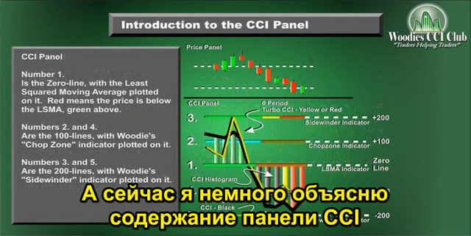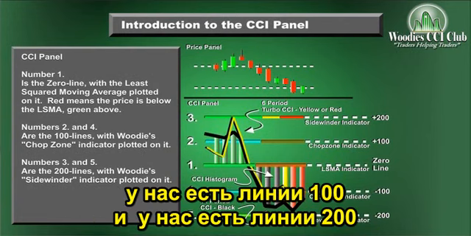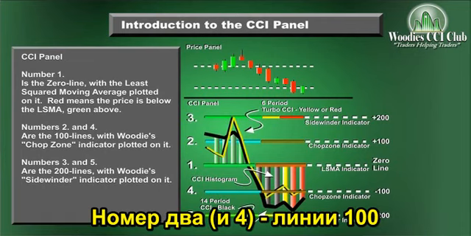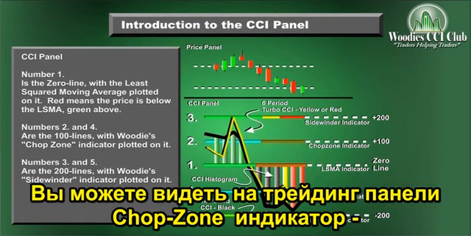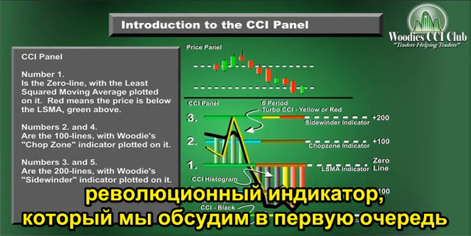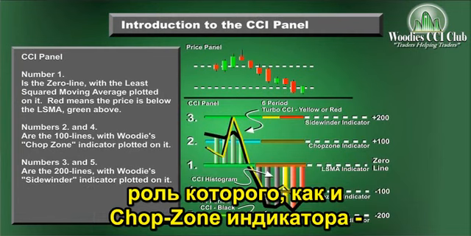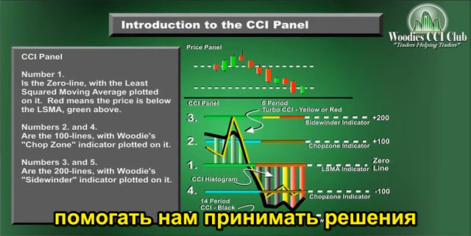Again, explaining a little bit about the price panel. You will see that we have a 0 line, we have the 100 lines, and we have the 200 lines. Again, the red is the Turbo CCI, and the black is the 14 CCI. Number 2, at the 100 lines, you will see on the trading panel, that's where you'll find our chop zone indicators, one of the revolutionary indicators that we discussed prior. And on the 200 line, which is number 3 and number 5, you will find our sidewinder, that will be color coded just like the chop zone indicator to help in decision making on some of our patterns.